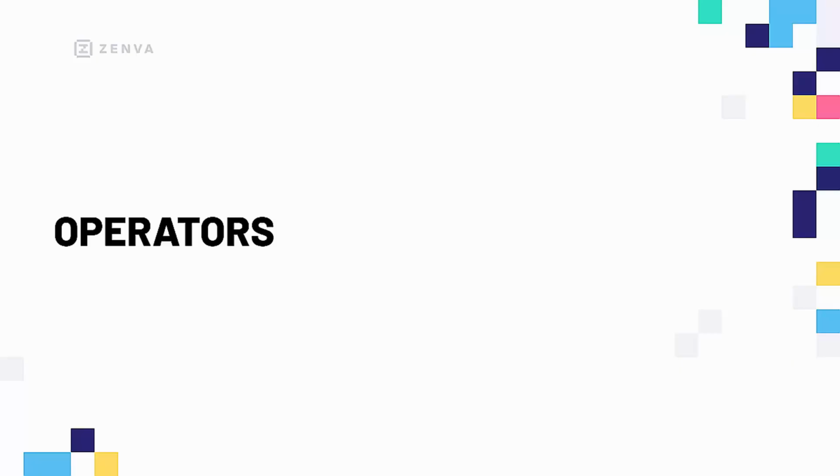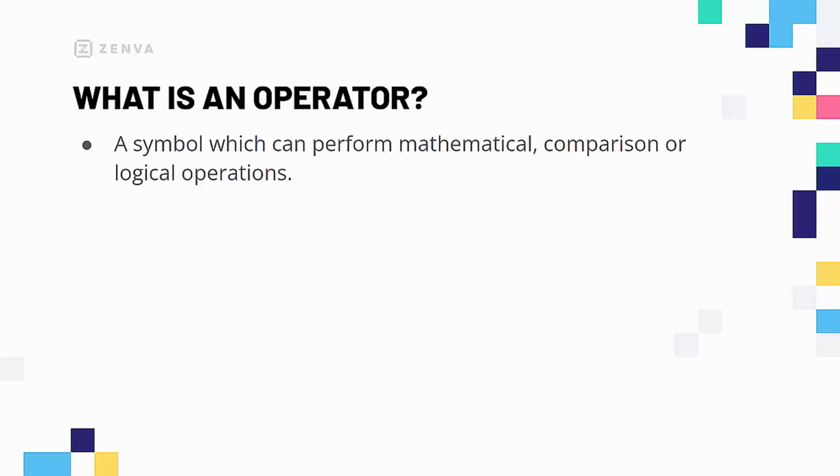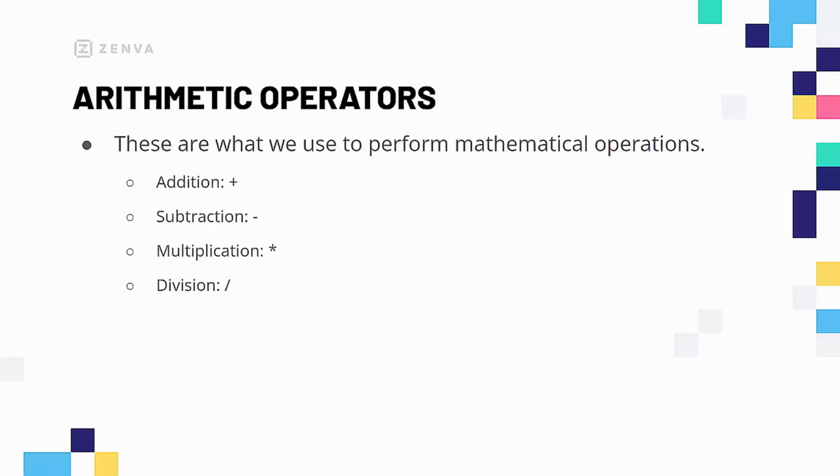Hey everyone, in this lesson we are going to be looking at operators. Now what is an operator? Well, basically an operator is a symbol or a keyword which can perform mathematical, comparison or logical operations. Now the theory behind it gets quite wordy, but in practice, in this lesson specifically, we are going to be looking at how we can perform maths with our code, okay? And these are known as arithmetic operators, okay?